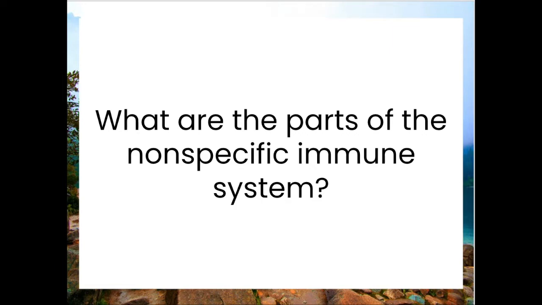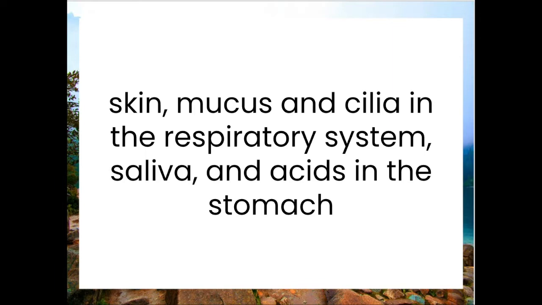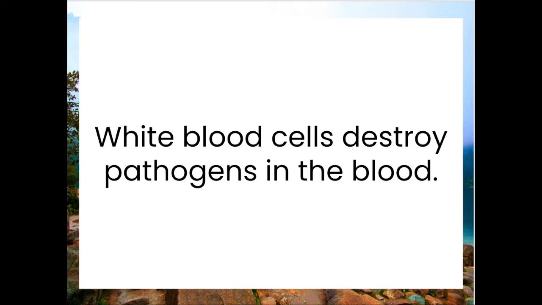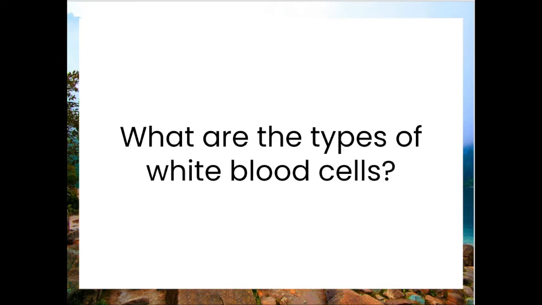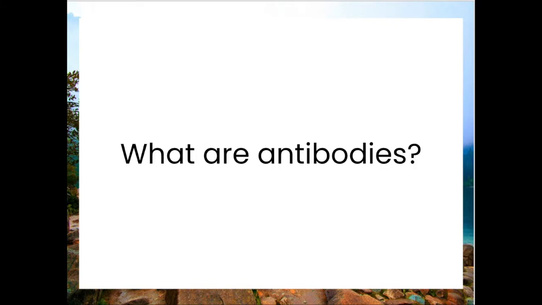What are the parts of the nonspecific immune system? Skin, mucus and cilia in the respiratory system, saliva, and acids in the stomach. How do white blood cells protect the body? White blood cells destroy pathogens in the blood. What are the types of white blood cells? Monocytes, lymphocytes, neutrophils, basophils, eosinophils, and macrophages.